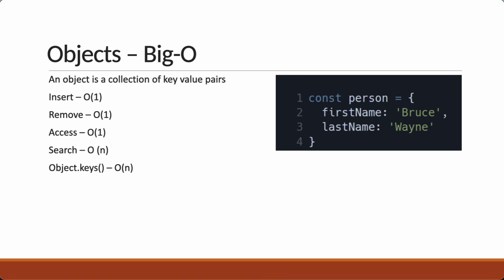Object.keys, which returns an array of all the keys. Object.values, which returns an array of all the values on the object. And Object.entries all have a linear time complexity.